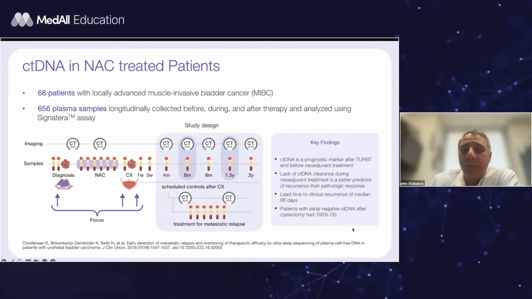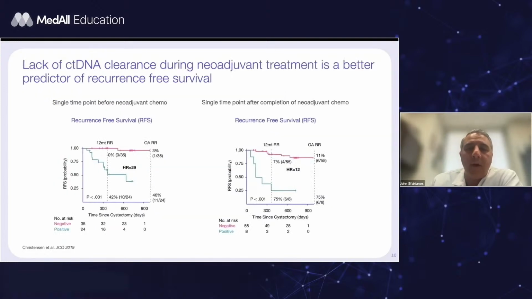And then, like I said before, longitudinally is the most important, and if the ctDNA remains undetectable, that is a 100% overall survival. And you can see the Kaplan-Meier curves here for the single time points. Again, very prognostic, where a single time point before neoadjuvant chemotherapy showed a 3% risk of recurrence versus a positive, which showed a 46% recurrence. And the single time point after neoadjuvant chemotherapy, if still undetectable, 11 versus 75%.